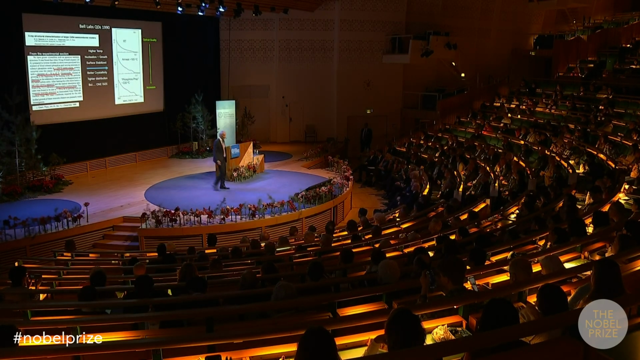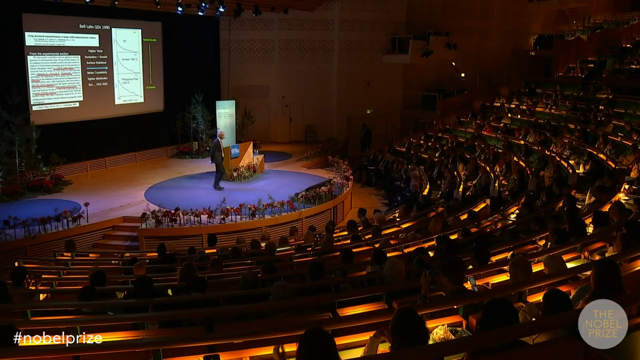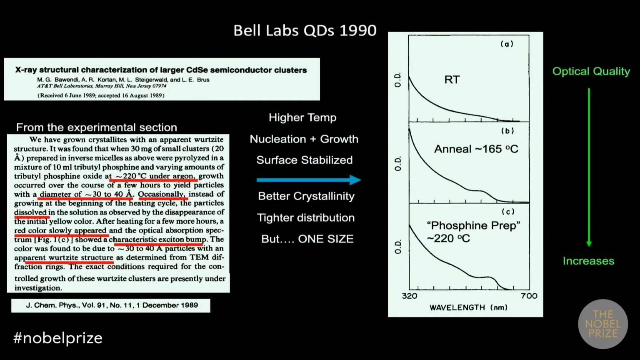And I wrote a paper on this called the X-ray structural characterization of large cadmium selenide particles, and this is the experimental section. And you see underlined in red the word "occasionally." That was part of the magic. So occasionally a red color appeared. What we had created was a material that had a much better crystalline structure than before. The optical properties were much better.